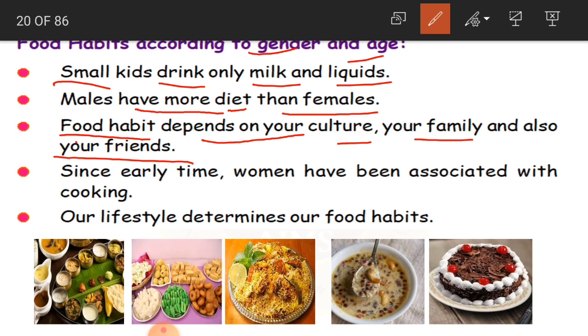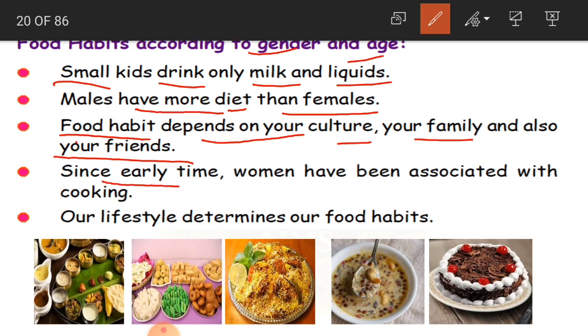Some eat vegetarian food, some eat non-vegetarian food. Some prefer to eat sweets more. Some prefer to eat hot, that is savories, more. So it depends on your taste, your family culture, how you live, what your family is carrying from generations, the food habits. According to that, it is going to depend.